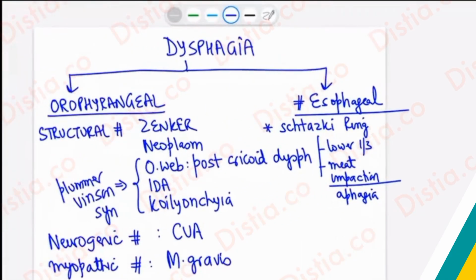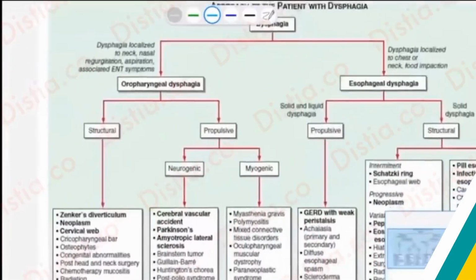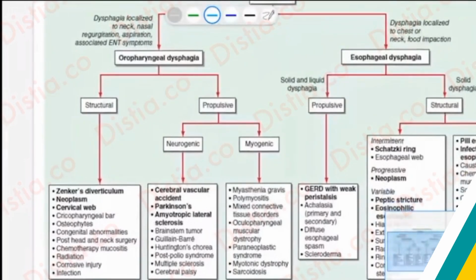Though there are many others that I've highlighted before you, these are additional aspects that I have tried to highlight. I've talked about the triad of Plummer-Vinson, I've talked about meat impaction, which are two important issues. You see, there's a table in Harrison where all these causes are explained, but instead of just marking tick marks on the table, I've tried to highlight the important ones.